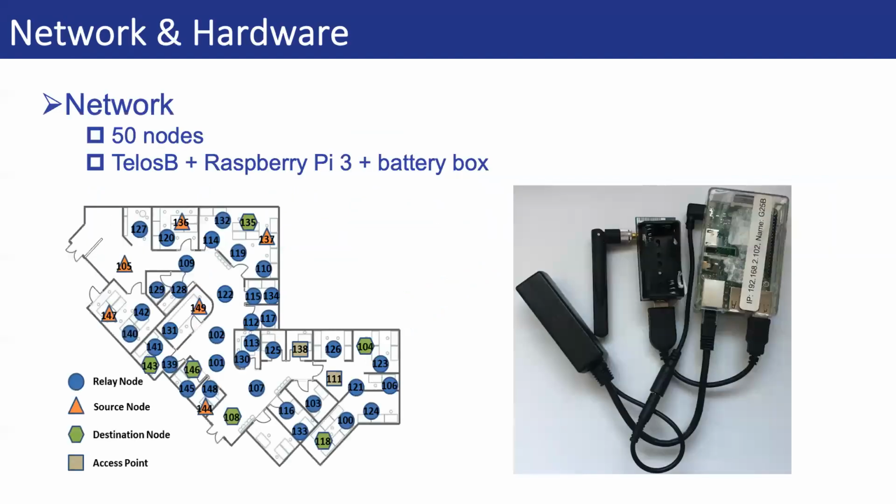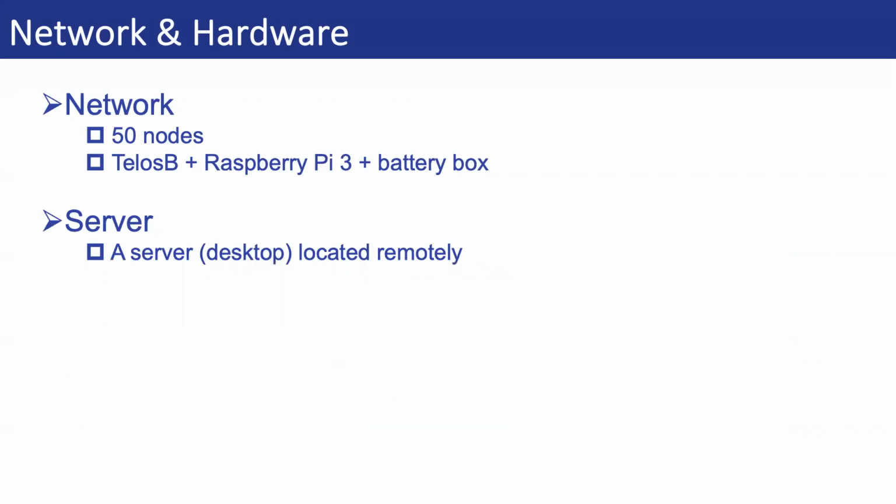I ran the implementation of my project on a network that consists of 50 nodes, which are located within different rooms in an office building. The left figure shows the deployment of the network. Each node is composed of a TelosB device, a Raspberry Pi 3, and a battery box, as the right figure shows. The network manager and the collector run on a server, which is the desktop located remotely from the wireless network.